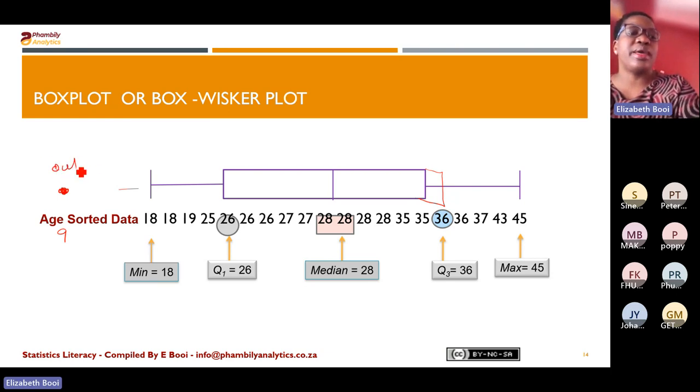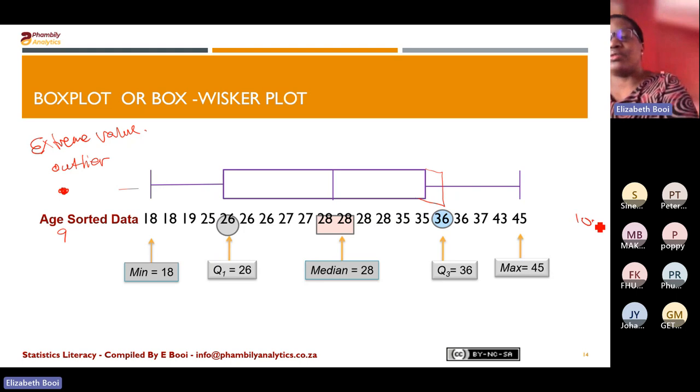This will be an outlier, or what we call an extreme value, because it's very far from the rest of the other values. For example, if we have another value here, which is 100, which is far from the other values, we'll just represent it with a dot, and we will also call it an extreme value on this side as well. But this is what we call a box whisker plot. And on that note, that concludes my session today.